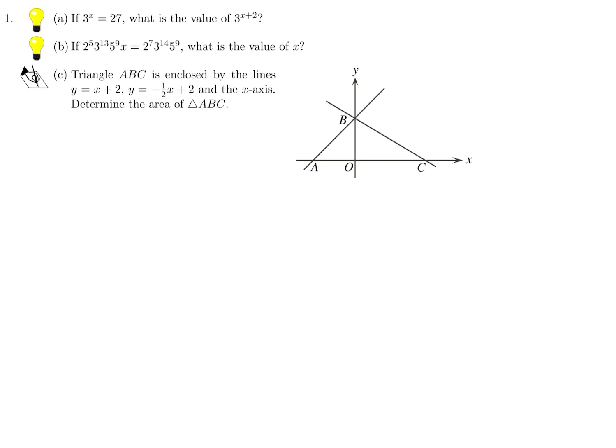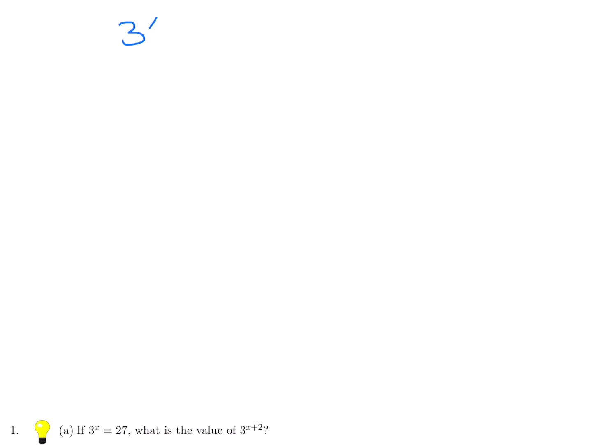If 3 to the power of x is 27, what is the value of 3 to the power of x plus 2? 3 to the power of x is 27. Now 27 can be written as 3 to the power of 3. So therefore, since the bases are the same, the exponents are the same, so x is equal to 3.